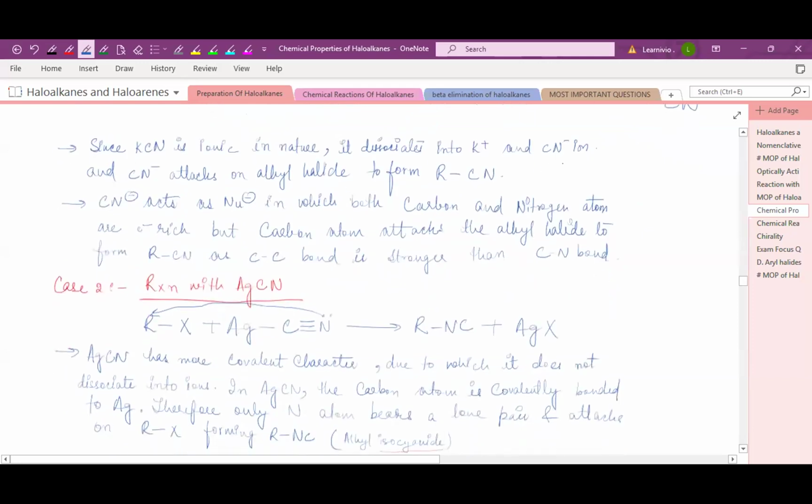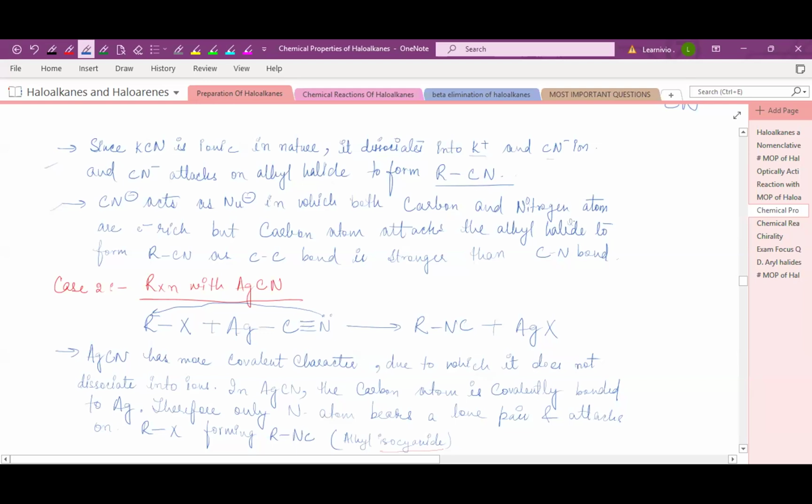Next, since KCN is ionic in nature, as I told you, it will dissociate to form K plus and CN minus. And CN minus, because it's electron rich, it will attack the alkyl halide to form RCN. So what is RCN? Alkyl cyanide आप कह सकते हो, और alkyl nitrile. Okay. Next, CN minus acts as a nucleophile in which both carbon and nitrogen atom are electron rich.